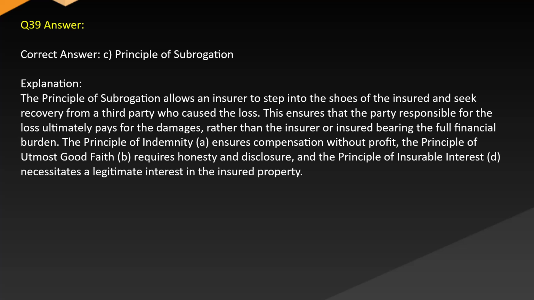Principle of subrogation. Explanation: The principle of subrogation allows an insurer to step into the shoes of the insured and seek recovery from a third party who caused the loss. This ensures that the party responsible for the loss ultimately pays for the damages, rather than the insurer or insured bearing the full financial burden. The principle of indemnity, A, ensures compensation without profit. The principle of utmost good faith, B, requires honesty and disclosure. And the principle of insurable interest, D, necessitates a legitimate interest in the insured property.